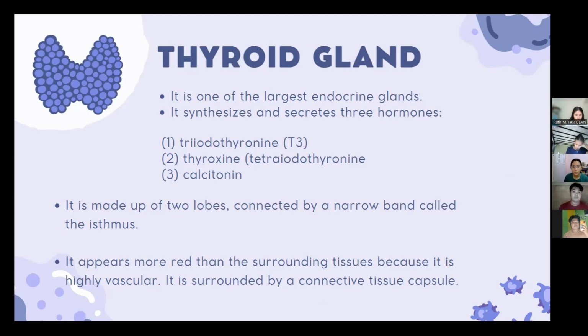It appears more red than the surrounding tissues because it is highly vascular. The rich blood supply is crucial for transporting hormones and nutrients, and the gland is also encapsulated in connective tissue, providing structural support and protection.